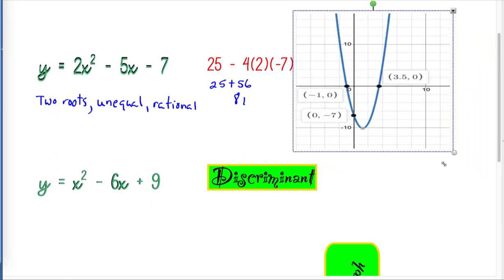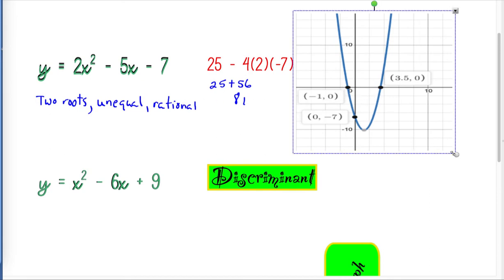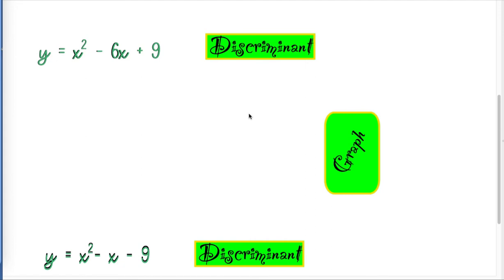And there you go. You can see I actually clicked on Desmos, and I saw that this root was -1, and the other root was 3.5. All right, so I have 2 roots. They are unequal, and they're rational. They're numbers that make sense. Moving on to the next one.